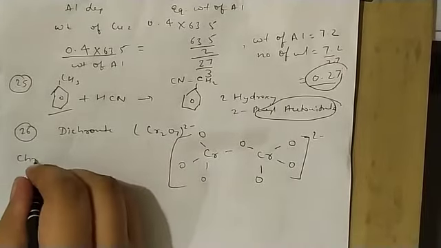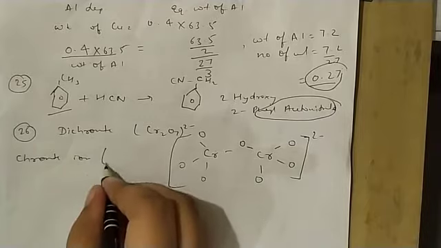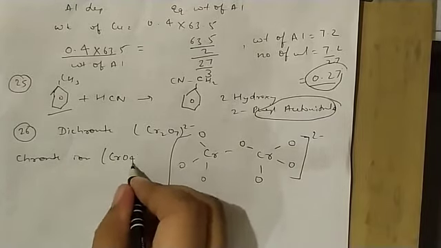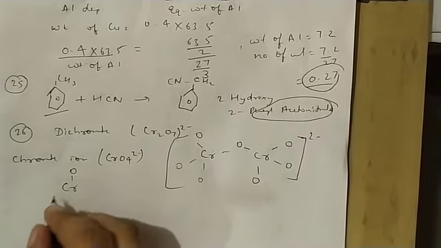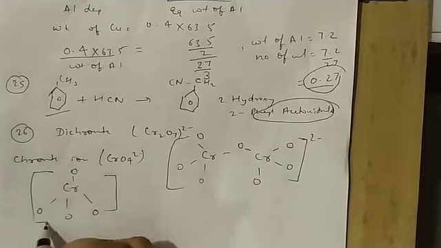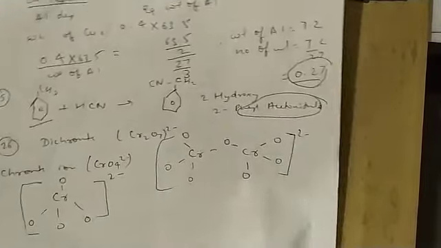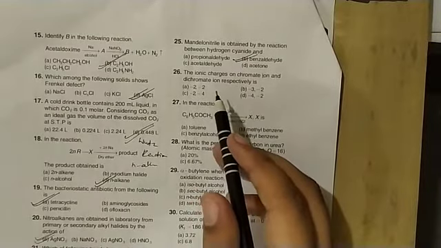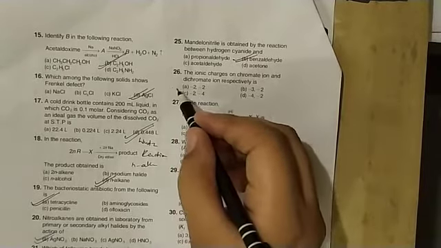If we talk about chromate, the ion has a formula of CrO4 2-. In the structure, 4 oxygens are connected to Cr, and it has a 2 negative charge over it. So respectively the charges on the ions are -2 and -2. So option number A is correct in this case.